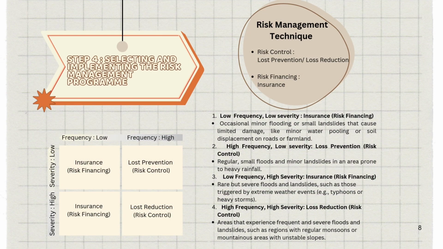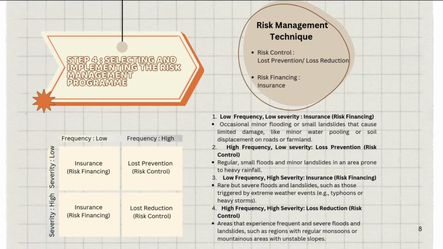Step 4. Selecting and implementing the risk management program. The risk management techniques for risk control are loss prevention and loss reduction. For risk financing, it is insurance. Next, I'm going to explain about the risk matrix level.